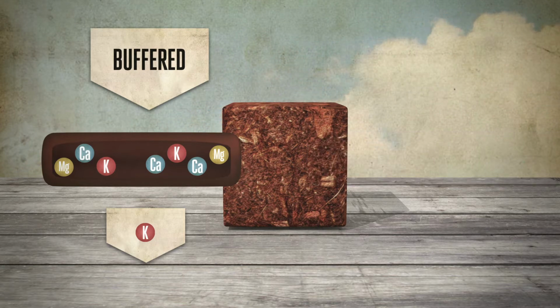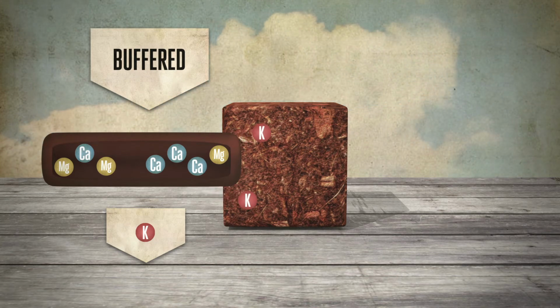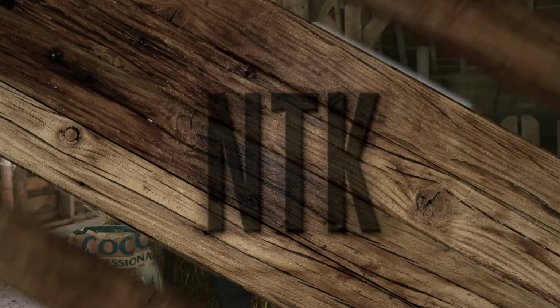Although the coco is buffered, it will always bind some calcium and magnesium from the nutrient solution, and thereby release potassium. The coco substrate uses the potassium that is released for the generative phase as well. Since the CANNA coco substrate absorbs enough water and doesn't need to be watered that much, there is plenty of time for the coco to make this exchange.